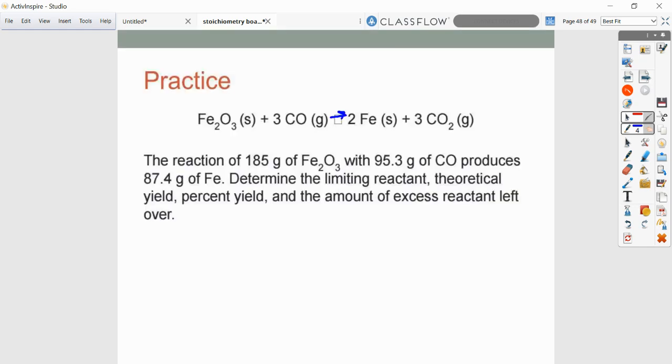Here's your final example. I'm going to go ahead and give you all of the molar masses, and then why don't you give it a try on your own and you can take a look at the answers.